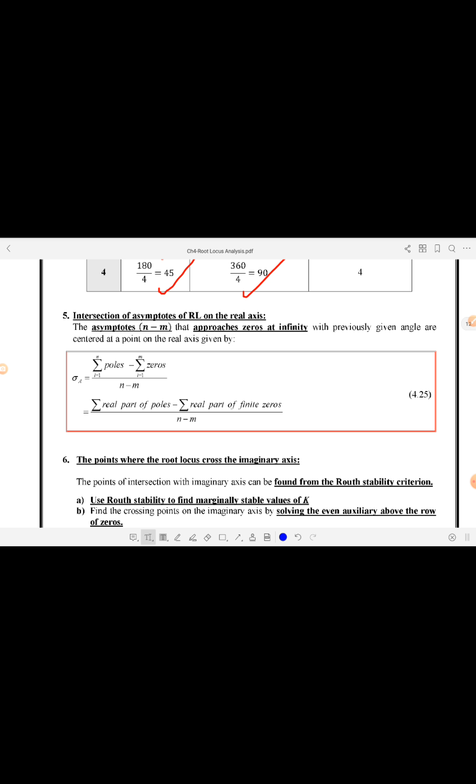And then we covered the second aspect of describing the asymptotes, which is the intersection of those asymptotes on the real axis. All of the asymptotes will intersect on the real axis at a point called sigma a, and sigma a is equal to summation of all poles minus summation of all zeros divided by n minus m, or summation of all real parts of poles minus summation of all real parts of zeros divided by n minus m.